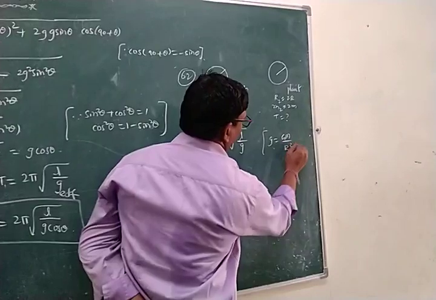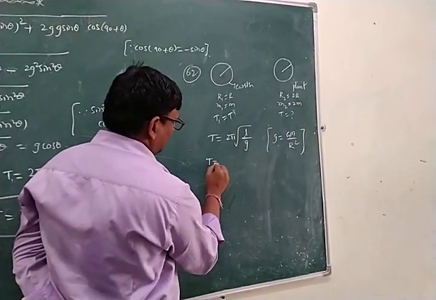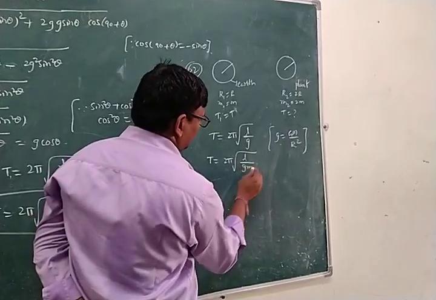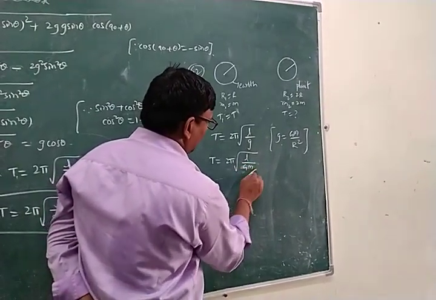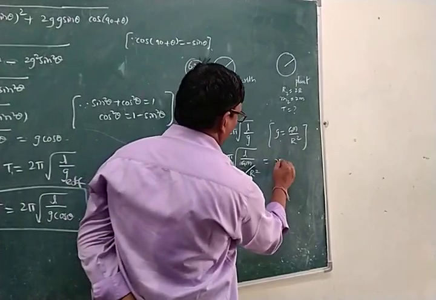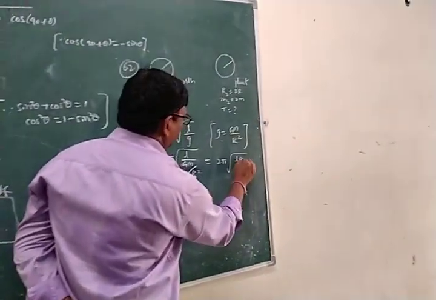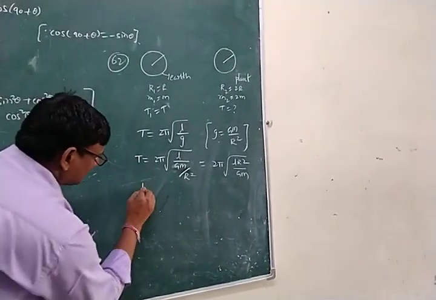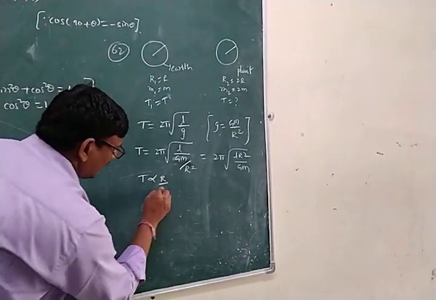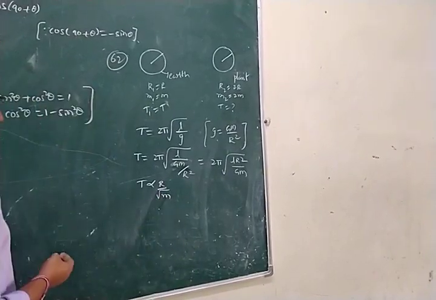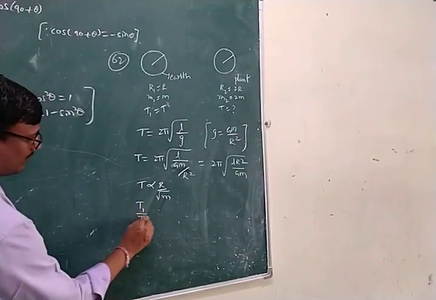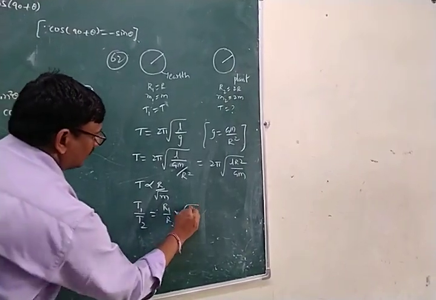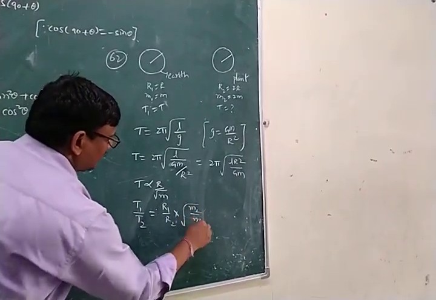Now we substitute here T equal to 2π under root of L by Gm by R square. That is equal to 2π into under root of L into R square by Gm. Now the time period T is directly proportional to the square root of the mass. Take the ratio: T1 by T2 is equal to R1 by R2 into under root of M2 by M1.